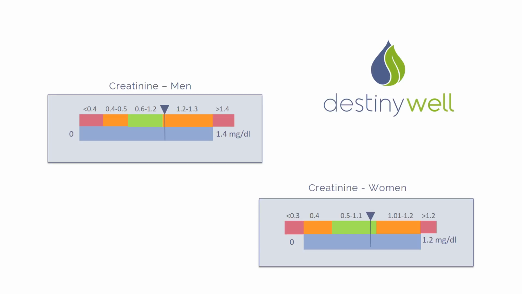If a woman was very muscular or large framed, she might have a creatinine of 1.4 and be okay, but typically 1.2 is a better upper limit. We feel the optimal creatinine for a woman is between 0.5 and 1.1. Mildly decreased is in the 0.4 range, and too low is less than 0.3. 1.01 to 1.2 is mildly high, and greater than 1.2 is too high.